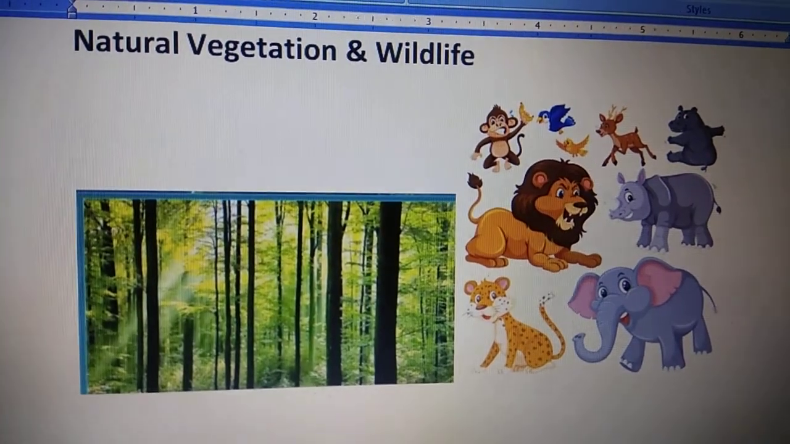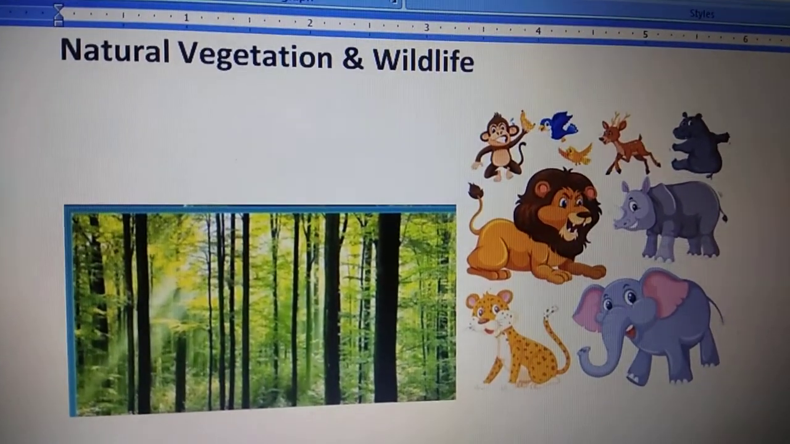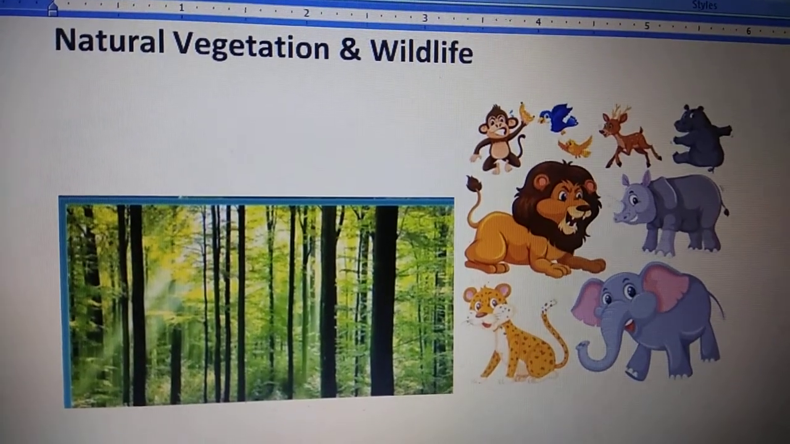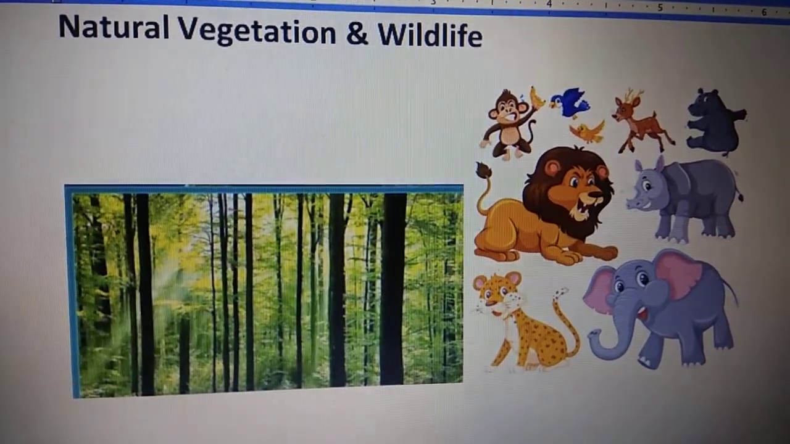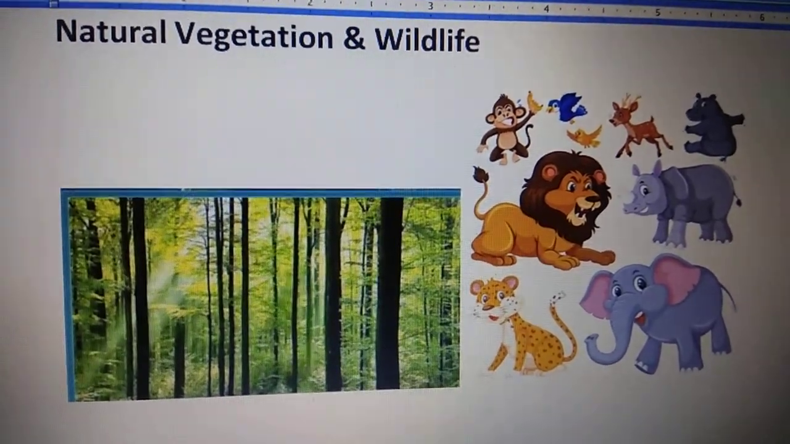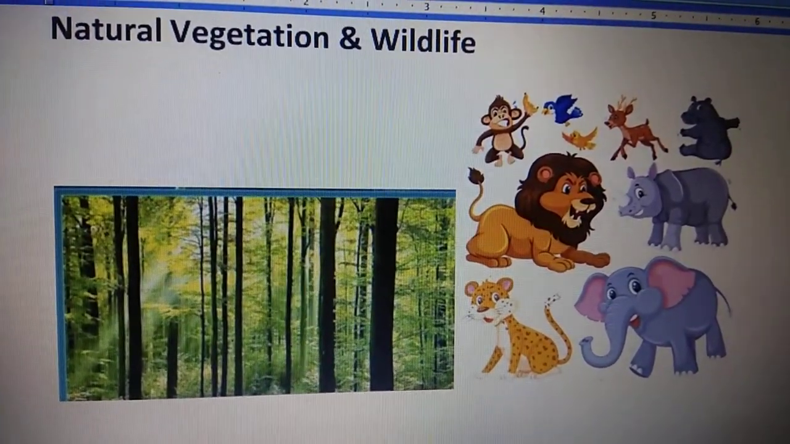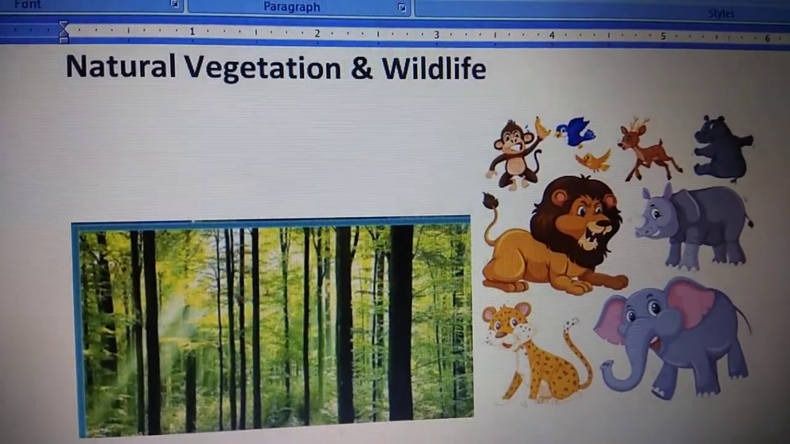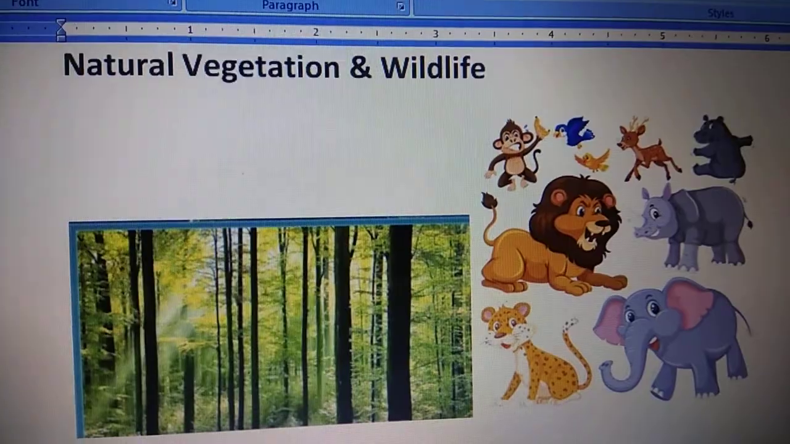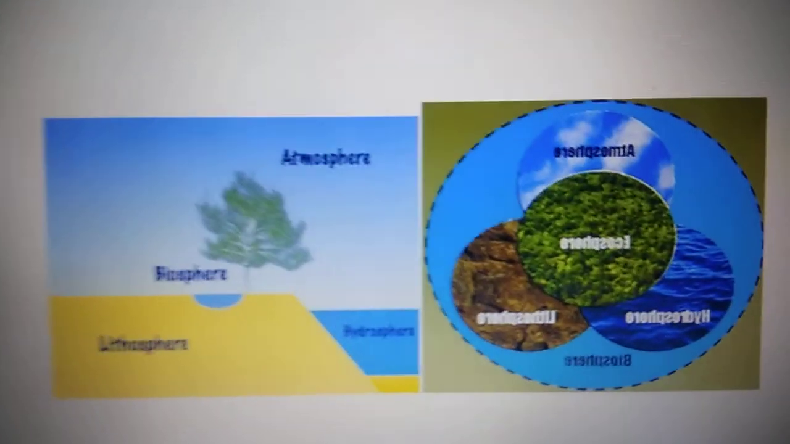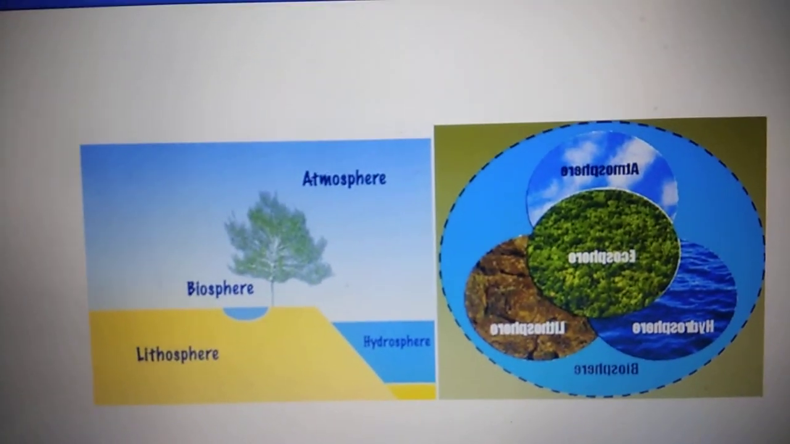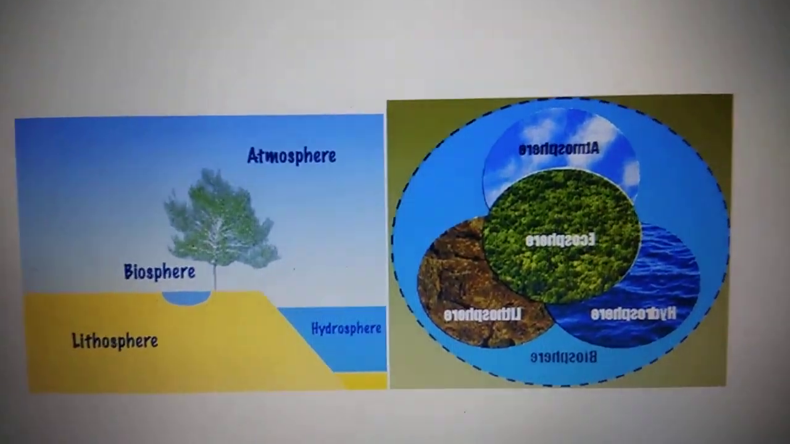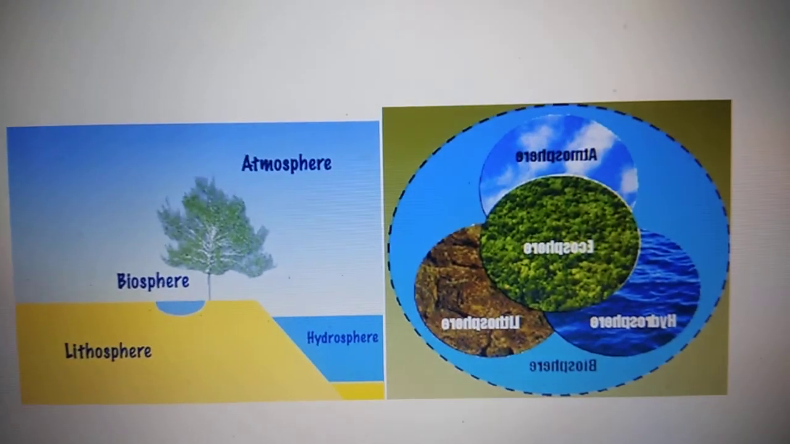Okay, children, we move ahead to the next topic of this chapter, natural vegetation and wildlife. Natural vegetation is flora, plants, and fauna is animals. So we learn about these two main important resources, natural vegetation and wildlife. Now, children, where do we find natural vegetation and wildlife? Where does it exist? So it exists in the biosphere.